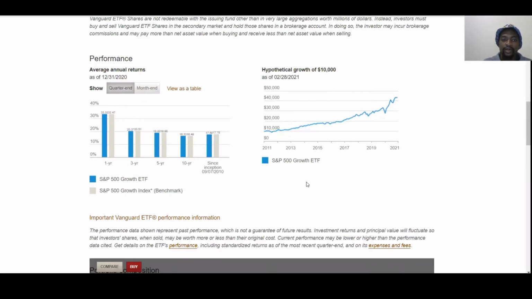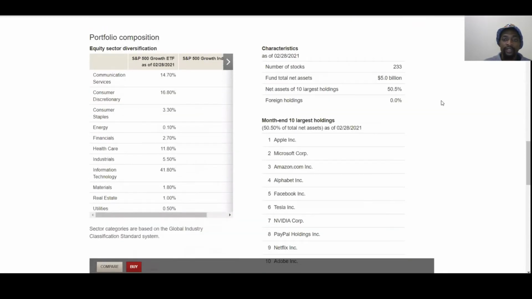As you can see here, we're going to start with the performance. In terms of hypothetical growth, since 2011, the fund has grown by over 400 percent. As you can see, if you had 10,000 US dollars, your amount would now be somewhere around 43,000 US dollars. And then different sectors are composed in this portfolio. There's communication services, consumer discretionary, consumer staples, energy. As you can see, energy forms 0.1% of this. There's a lot of consumer discretionary, but the largest holding so far is IT.